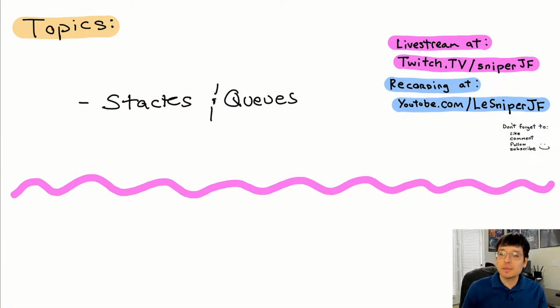Everyone, and welcome to another video. Today we're going to be talking about stacks and queues. So these are very basic but important data structures. They kind of give you the idea of what a data structure is.